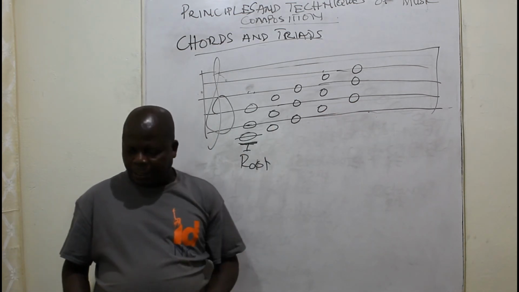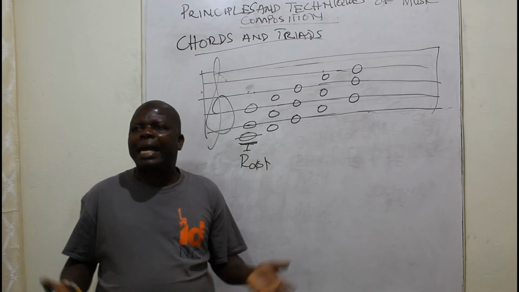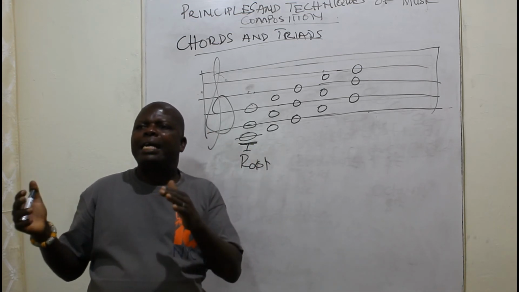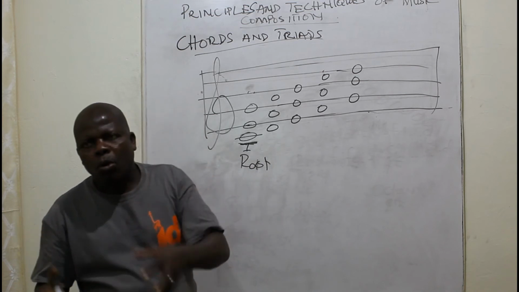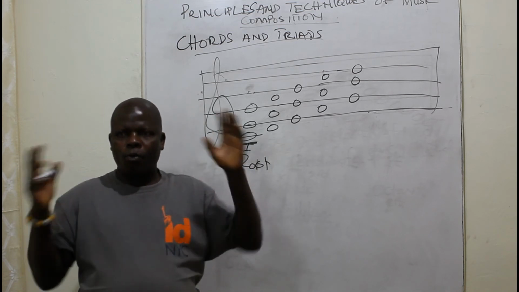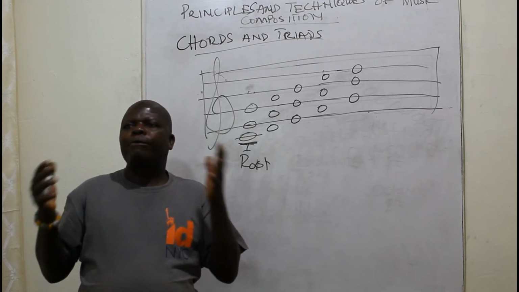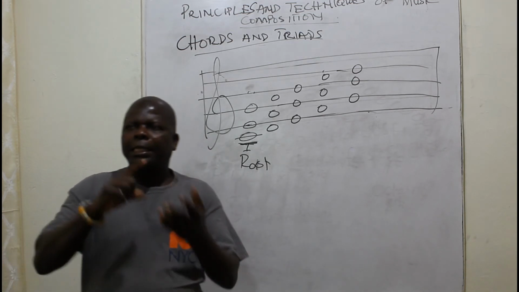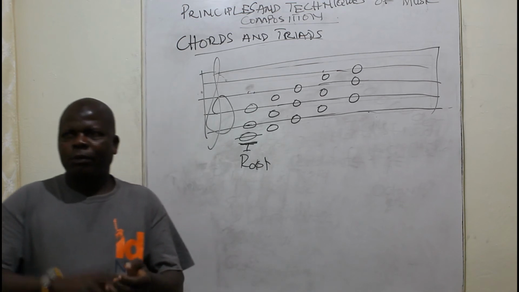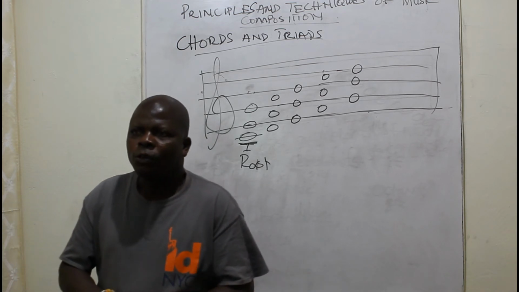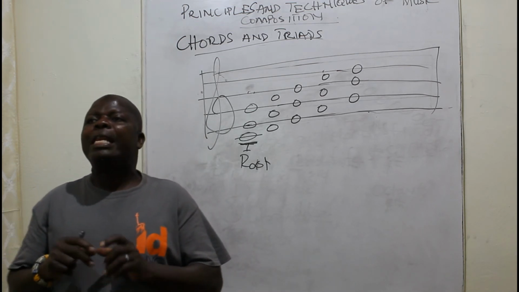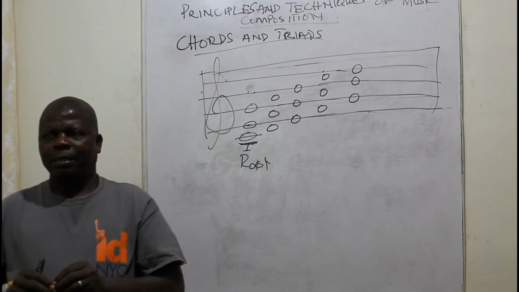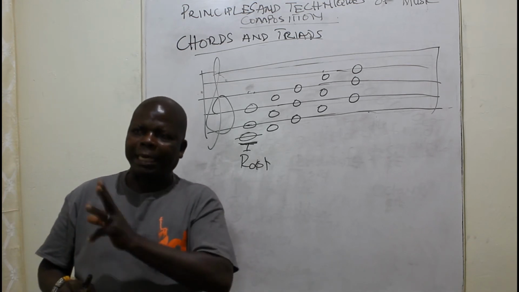Now we say triads. What are they? The difference between a chord and a triad is that chords can be 4 or more, but triads are only 3. That is the root, third, and fifth. So triads consist of only 3 notes sounded together. That is the meaning of triad: 3 notes.